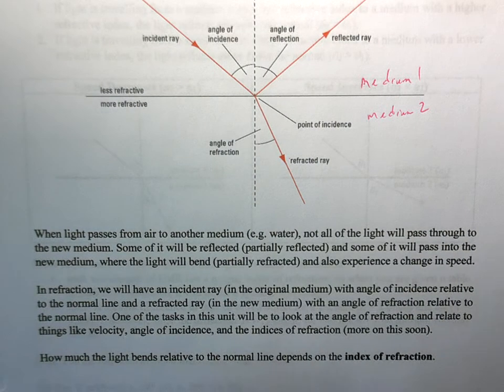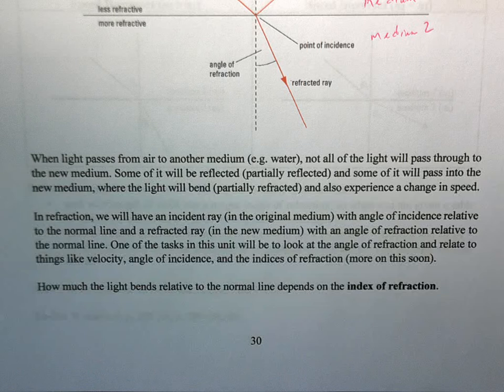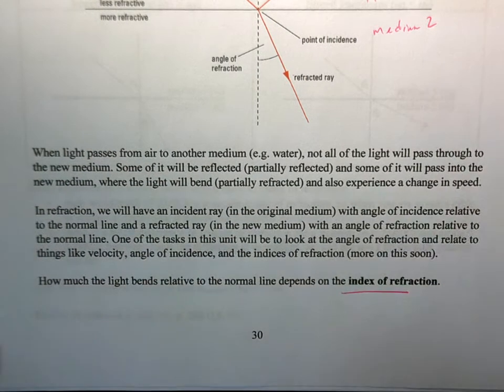Now, the question that gets asked quite a bit is, how much is that light going to bend? Well, that is going to depend on something that we call the index of refraction. So let's have a look at that.